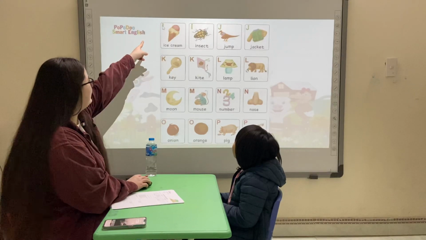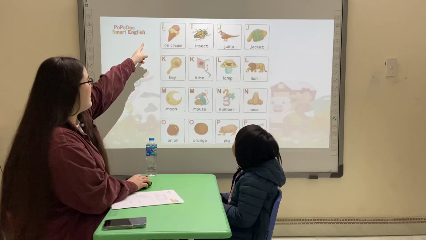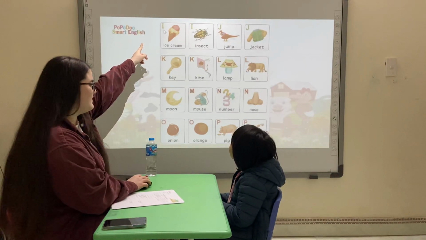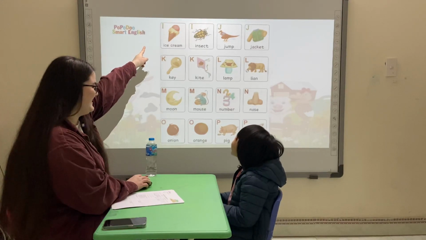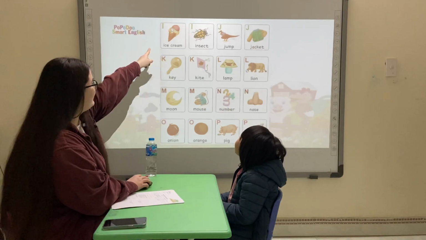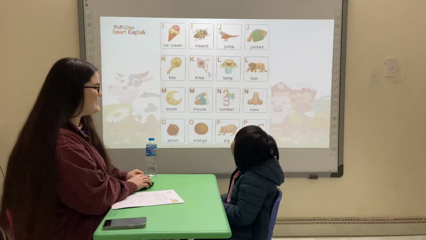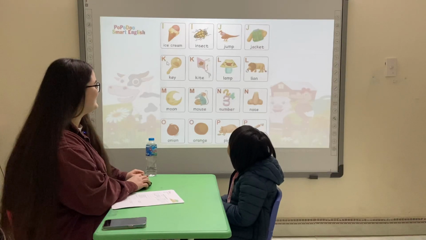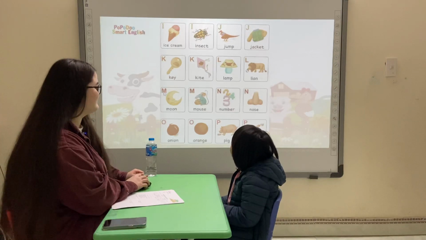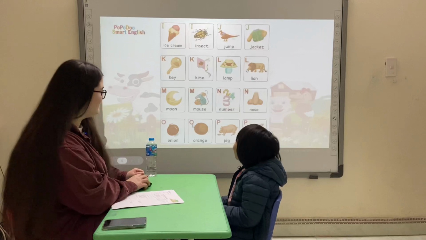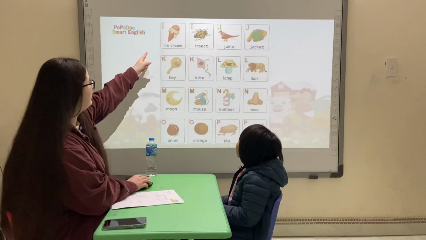What letter is this? Letter Z. No, this is J. What letter is this? Letter I. Yes. What letter is this? Letter K. Letter L. Letter M. Letter N. Letter O. Okay, what is this?